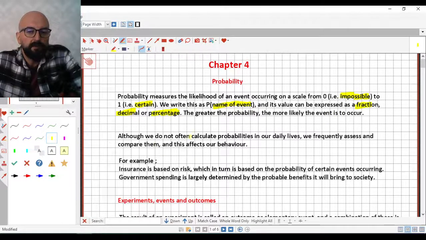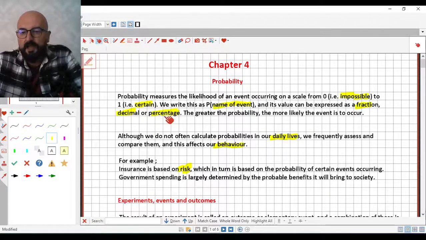Although we don't often calculate probabilities in our daily lives, we frequently assess and compare them, and this affects our behavior. For example, insurance is based on risk, which in turn is based on the probability of certain events occurring. Government spending is largely determined by the probable benefits it will bring to society.